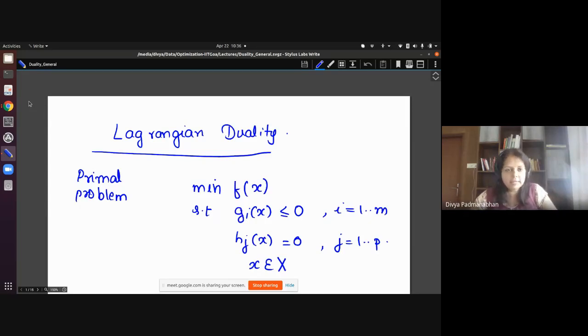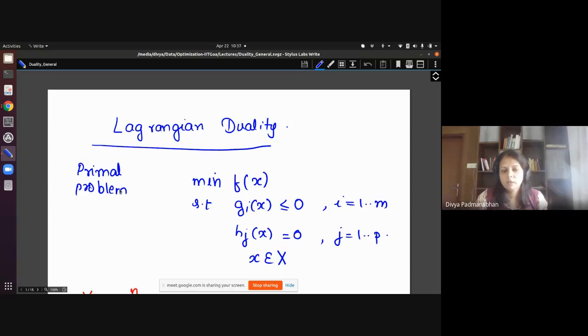We'll only look at the Lagrangian duality, which is written in terms of the Lagrangian function, which you already saw. The primal problem that we are considering is of this form: you're trying to minimize some function subject to some constraints, g_i(x) less than or equal to 0, some equalities, and you have that x is in some capital X. You can think of this capital X as the domain. In all the problems we saw, like when we wrote the KKT conditions, this X was just R^n.